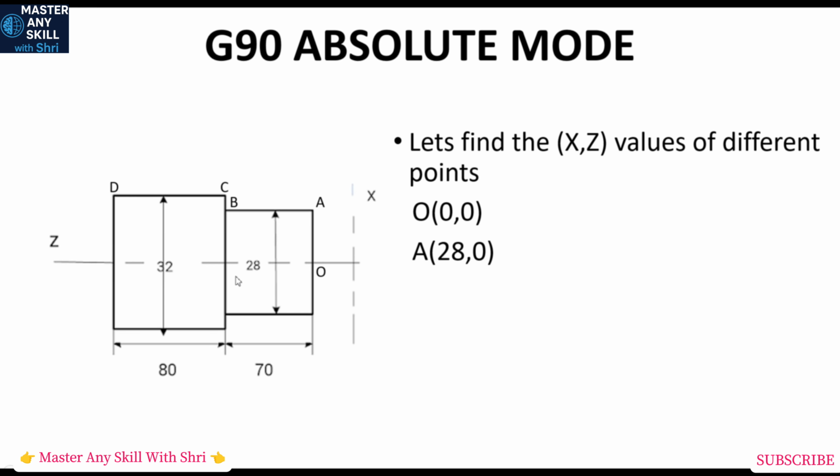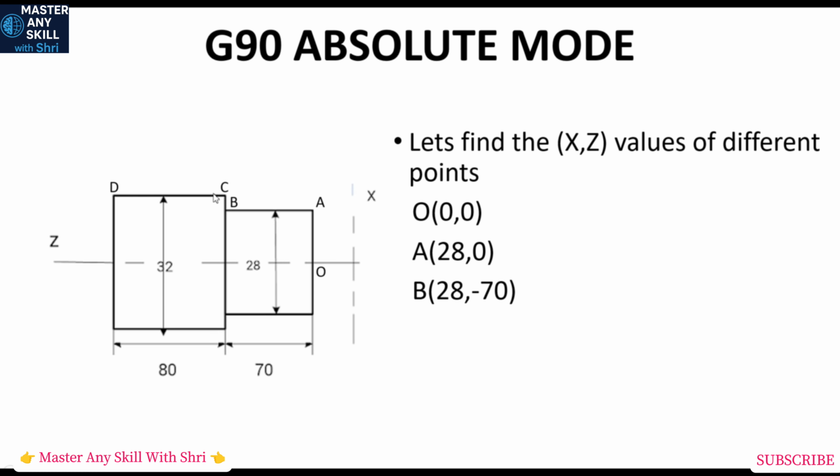So 28 diameter B has moved from O. And how much Z distance has B moved from O? So it's minus 70, as it has moved to the left side in Z, so it's minus. So our B coordinates are 28 and minus 70. X is 28 and Z is minus 70.